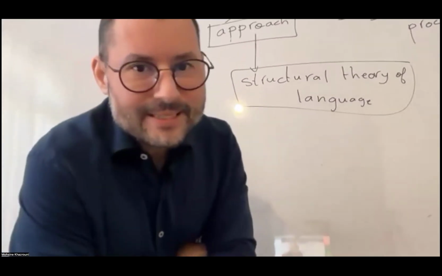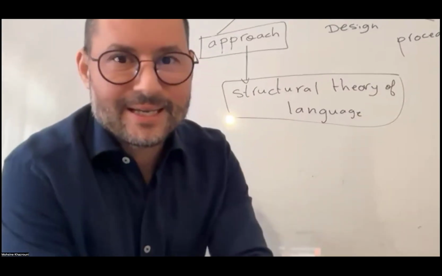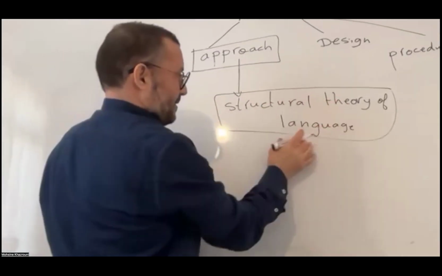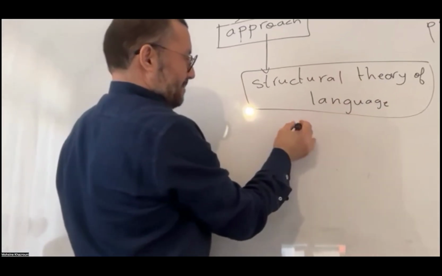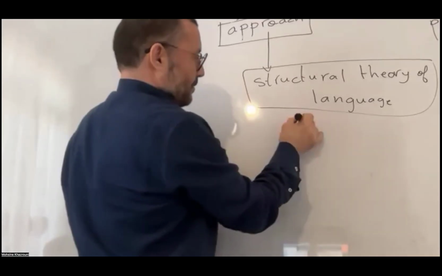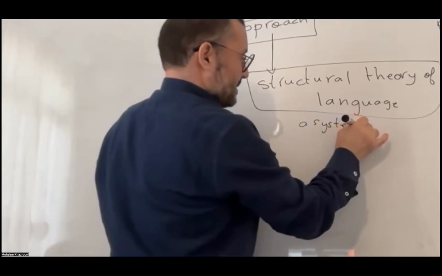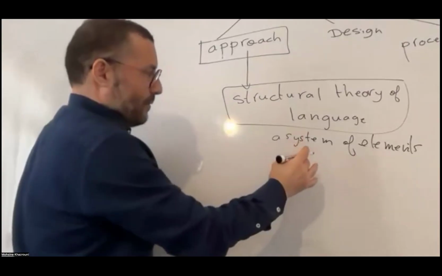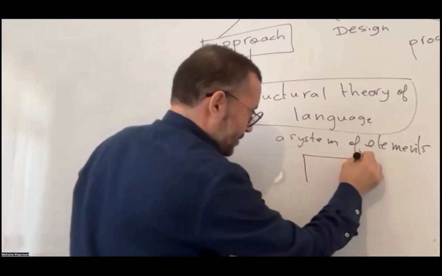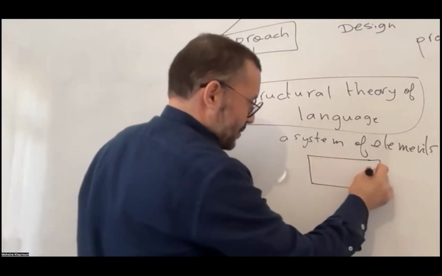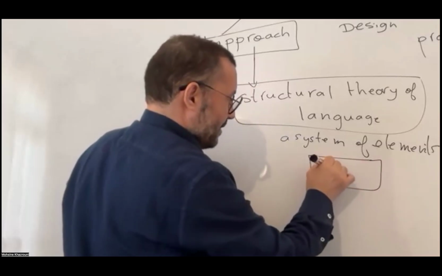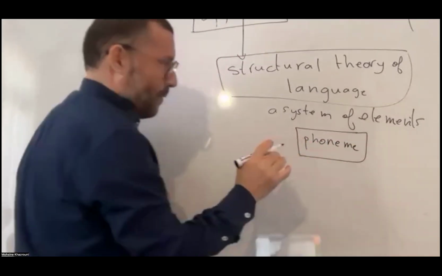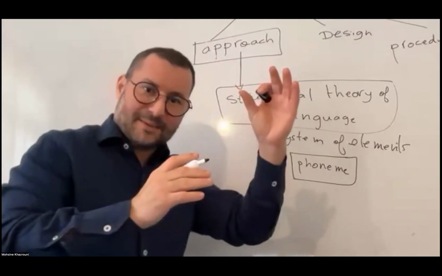Structural theory of language. Who is speaking? Wafa. Okay, Wafa. We said that the structural theory of language is a system of elements. So when we say a system, you said of elements. Can you mention those elements? For example, morphemes. They are related. So first of all, let's start by phoneme, and then also morphemes. It's like a structure, so we start step by step.